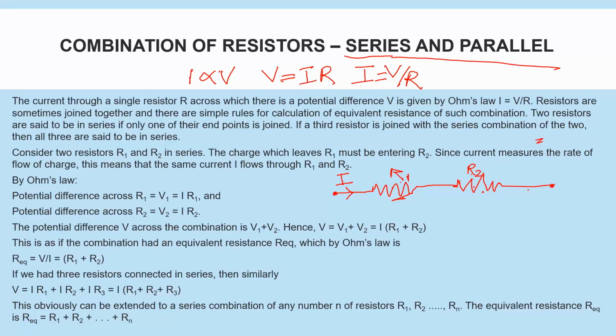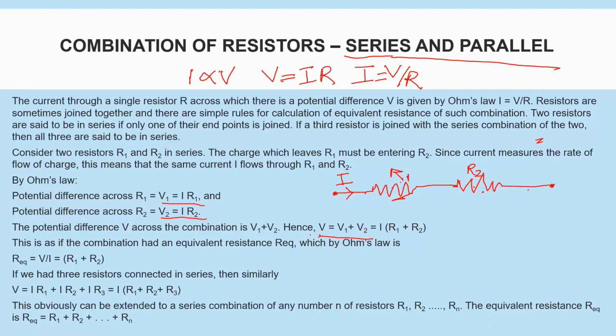So if the charge is remaining the same and the current needs to remain the same, then the voltage across each resistor is going to differ. So then you have V1 and V2. The same current is flowing, so V1 is equal to I R1, and V2 is equal to I R2. Now if we want to see the total potential difference across the two resistors, we write V is equal to V1 plus V2. So you can see that V is equal to I times R1 plus R2.